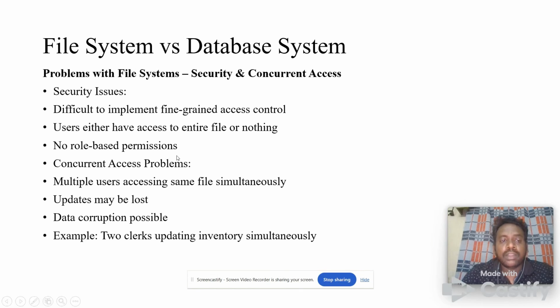And then the concurrent access problems. At a time only one person can access the files. Am I right or not? Whereas others cannot access the same file simultaneously. If one person is updating and another person is just viewing, the update will not be reflected. So there might be a loss of updates, and there is a possibility of data corruption.